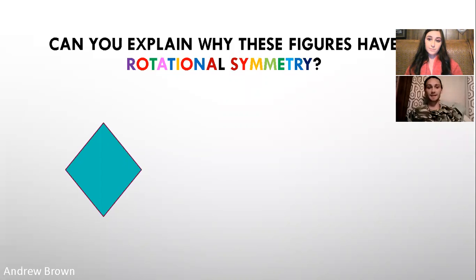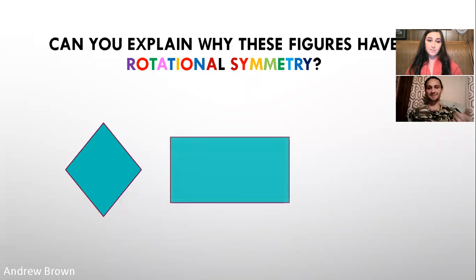So for example, this diamond right here that we have showing, it's in blue. When we rotate it at 180 degrees, it looks exactly like it did before the rotation. Yeah, it doesn't even look like it was rotated. Yeah, I know, it's crazy. Same with this rectangle right here. After the rotation, all the lines match up perfectly as if it was never rotated. That's so crazy. That's awesome. Yeah, it is pretty awesome.